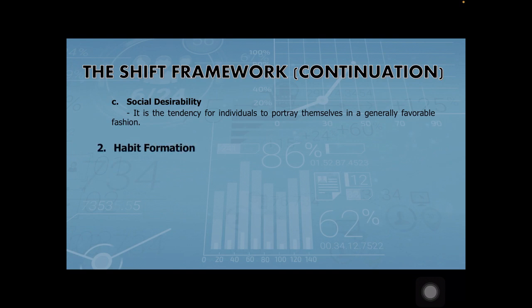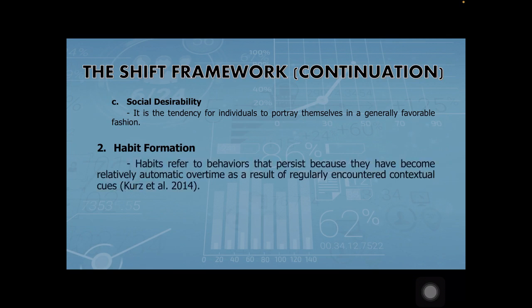Habit formation. Habits refer to behaviors that persist because they have become relatively automatic over time as a result of regularly encountered contextual cues. Because many people's habits are unsustainable, habit change is a critical component of sustainable behavior change. Many behaviors with sustainability implications, such as food consumption, choice of transportation, energy and resource use, and shopping and disposing of products, are strongly habitual.